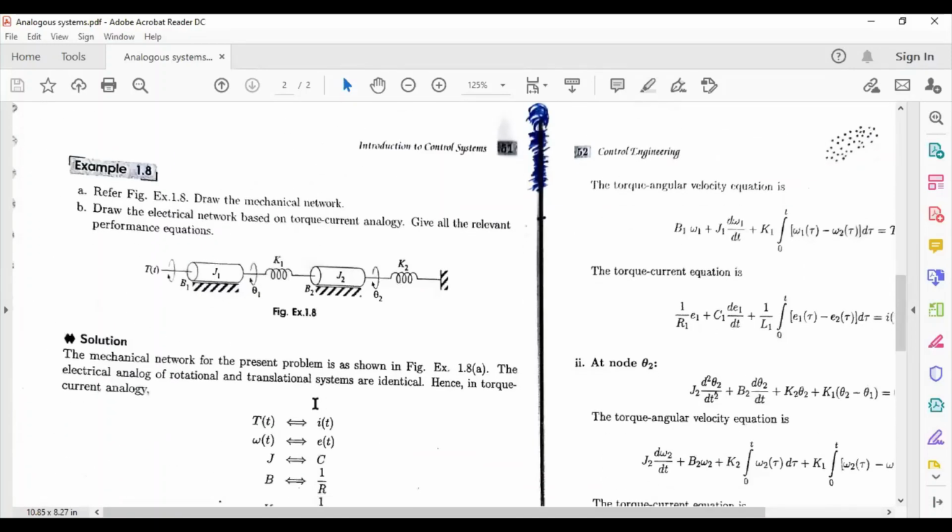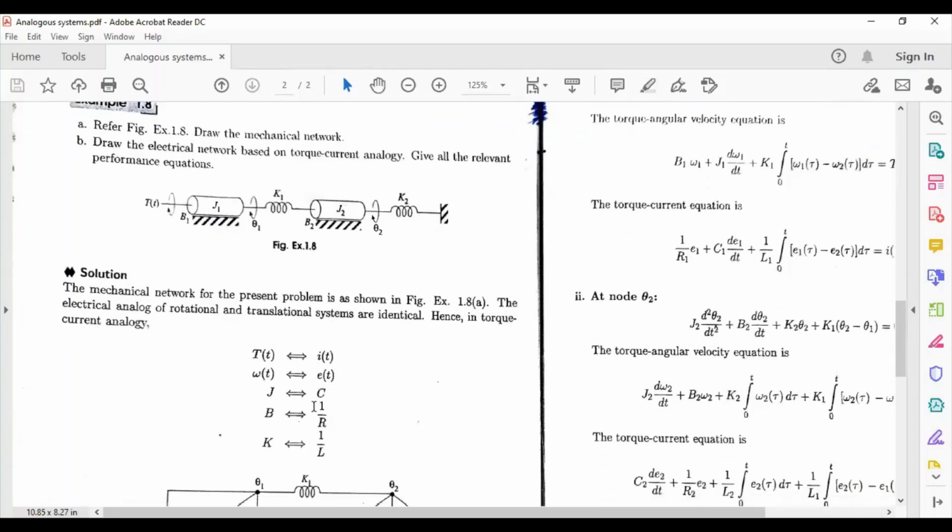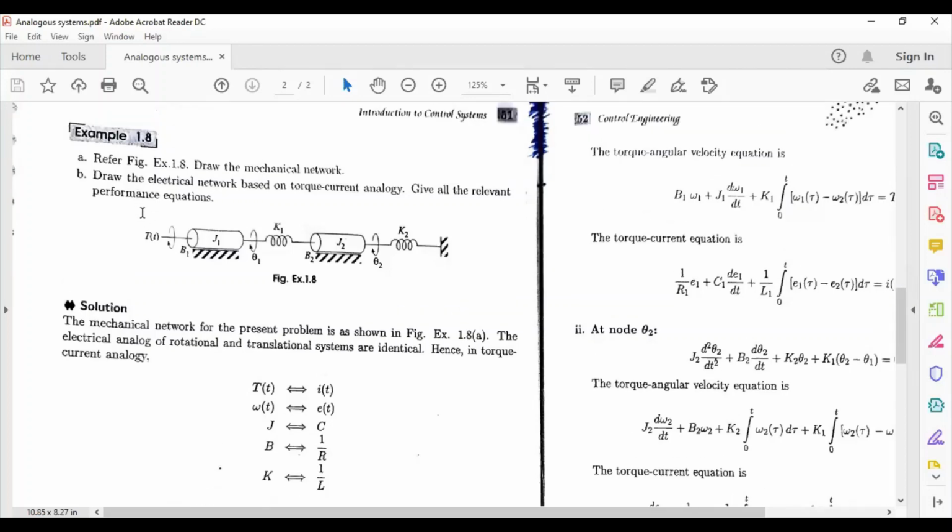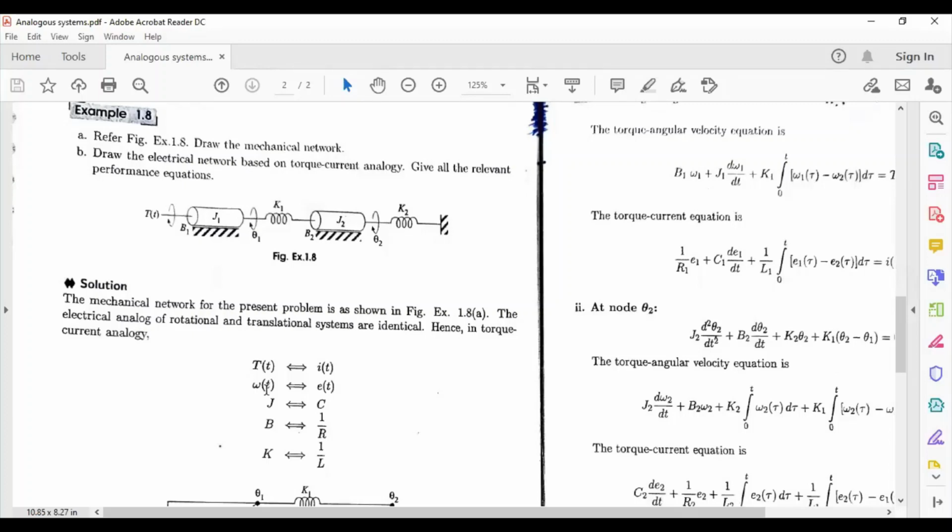There's one scenario. This analogy was done for the translation system, and there isn't much difference for the rotational system. We already know that in the rotational case we have T of t instead of F of t. So this particular numerical is for the force current analogy I have chosen. In this scenario we have T of t in place of F of t, and velocity now will be angular velocity. So the linear velocity v of t will get replaced by angular velocity omega of t.